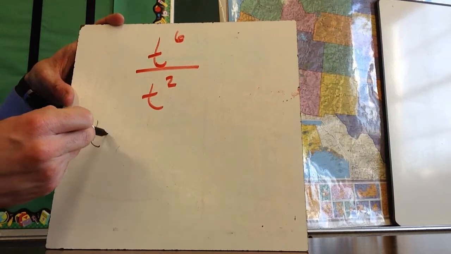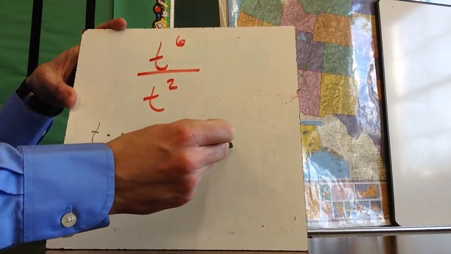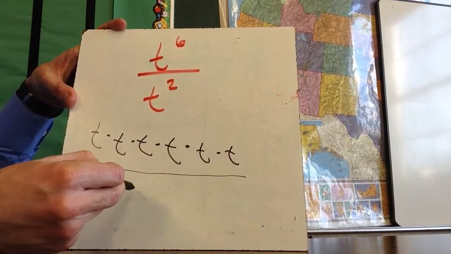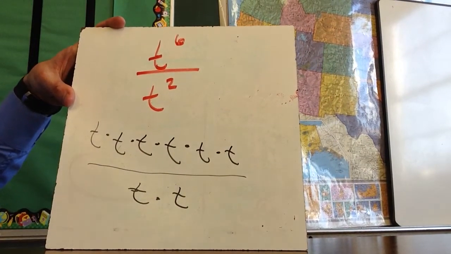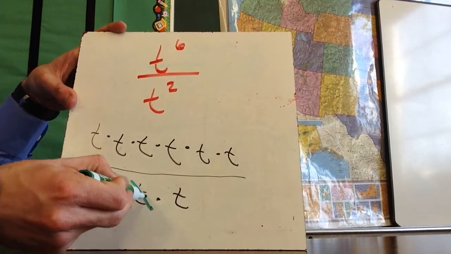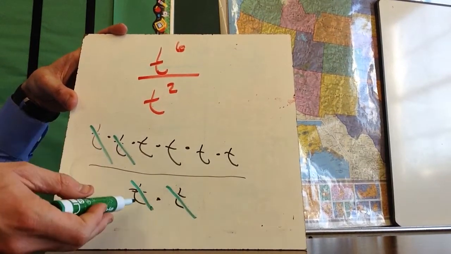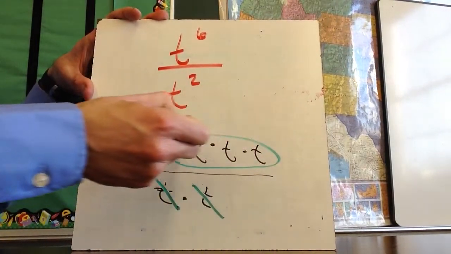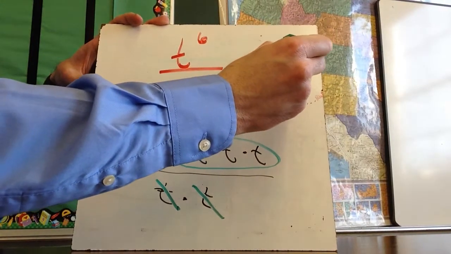So this could be the same as writing t times t times t times t times t times t, 1, 2, 3, 4, 5, 6, divided by t times t. Now, at this point, I'm able to cross out, so I can take 1 t from the bottom and 1 t from the top. 1 t from the bottom, 1 t from the top, or from the denominator and numerator. I should probably use the appropriate terms. And so I'm left with these 4 t's. So this is the same as t to the fourth.